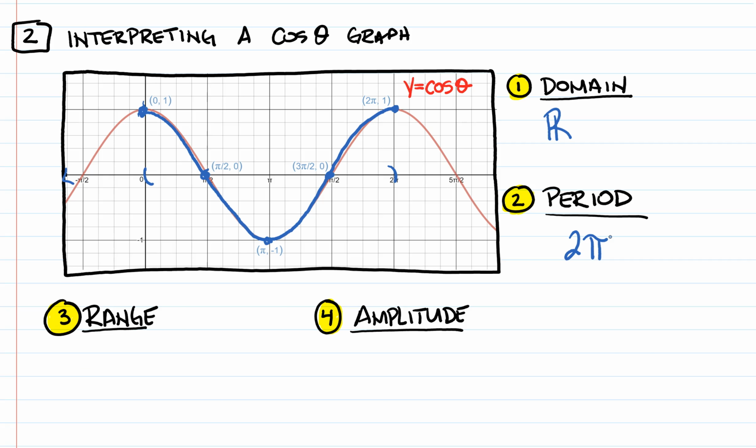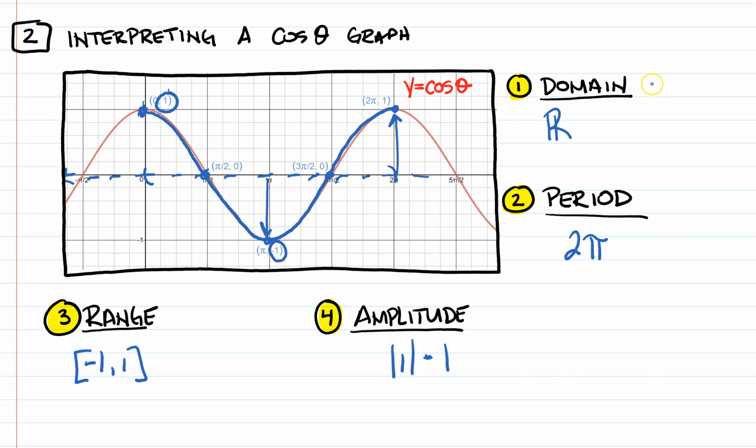Okay, the range is the highest point and the lowest point. So the highest point that I can see on a cosine curve is worth 1, and the lowest point is worth negative 1. And we're going to include those points. So it goes from negative 1 all the way to 1. And the amplitude, of course, remember the amplitude is the distance from the midline to the highest or the lowest point. So the highest and lowest point is worth 1. So it is the absolute value of 1, or in this case, the amplitude is just worth 1.